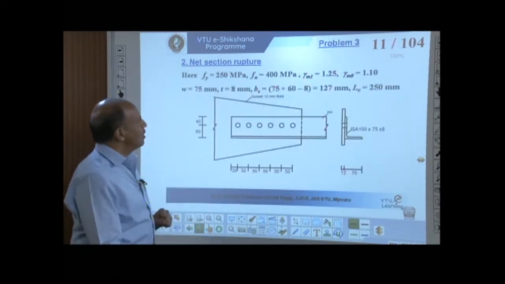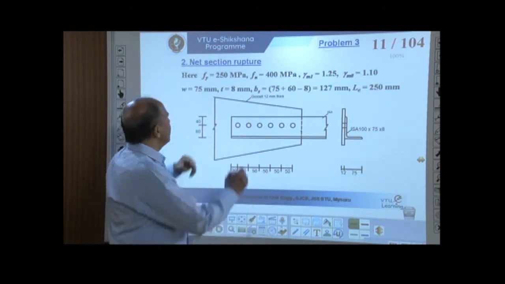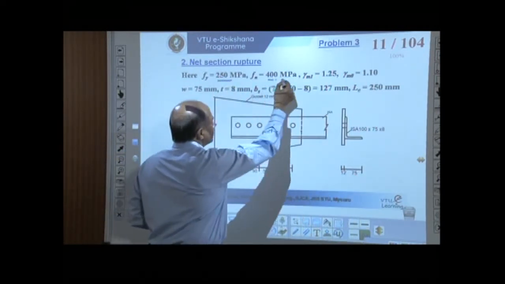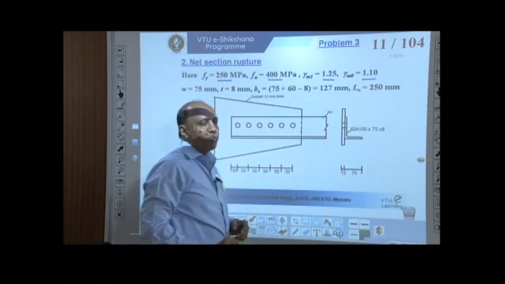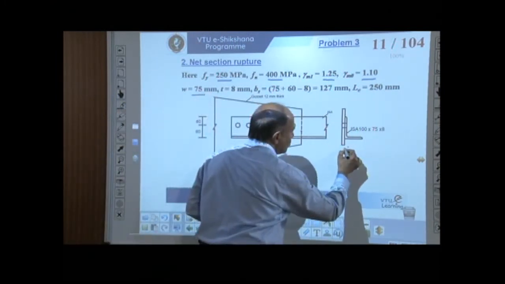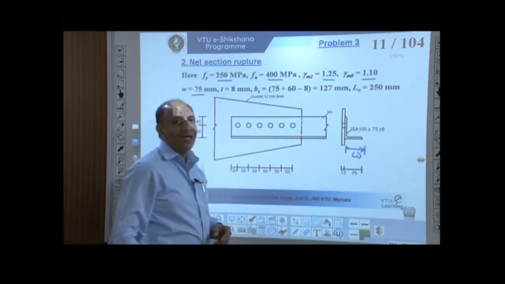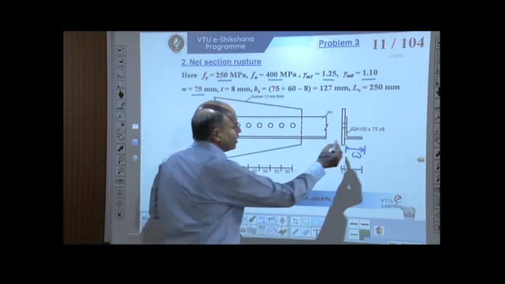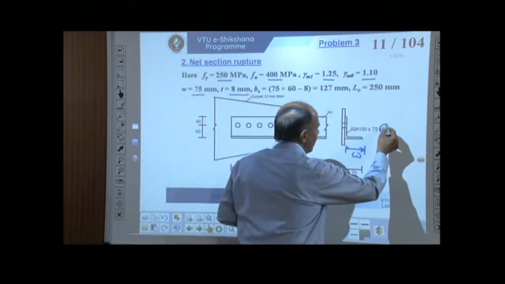So, let us first calculate these values so that I can calculate beta here. Just try to check here. The value of fy is given as 250, fu is 400, gamma m1 is 1.25, gamma m0 is 1.10. And W, I did tell you, this is W. This distance from here to here is W, that is the length of the outstanding width, that is 75. And the thickness of this leg is 8 mm, you can clearly see that number over there.